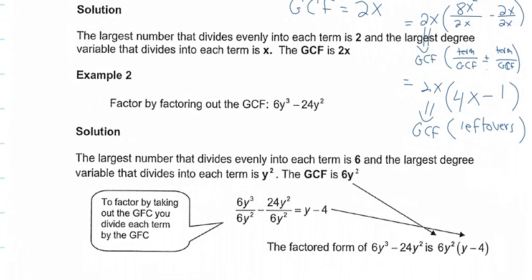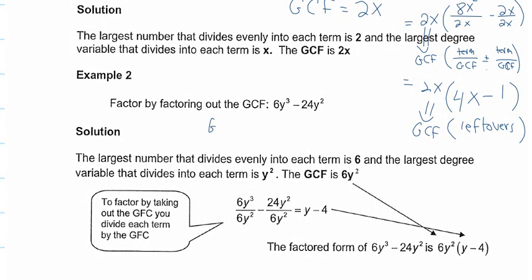Okay, so example number 2 says factor by factoring out the GCF, 6y cubed minus 24y squared. What number can you divide both terms by? Can you divide 6 by 4? I can divide 6 by 6, yes? I can divide 24 by 6. That gives me 4, right? This is where you kind of need your multiplication table, okay? Good. So 6 is my greatest common factor.